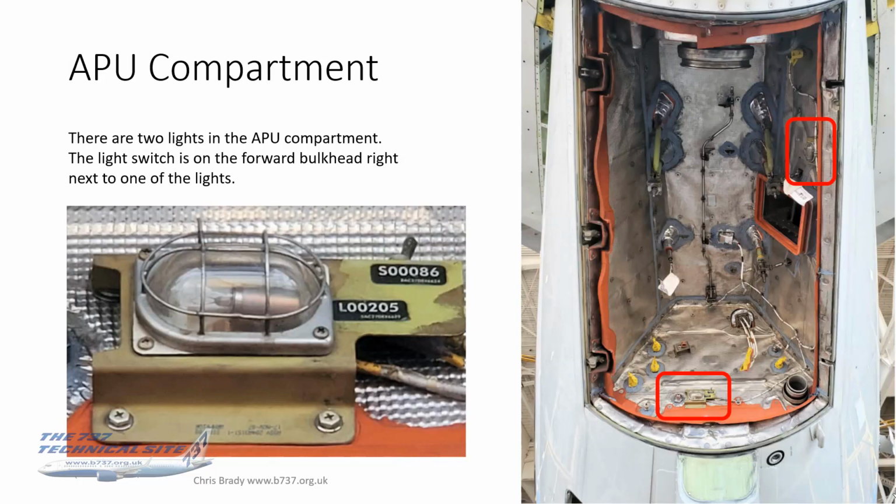The APU compartment has 2 lights shown there on the right hand photo, and a little enlargement of one, and the switch is on the forward bulkhead next to the light there. So you can see the switch marked S00086 there, so it's just by that switch.